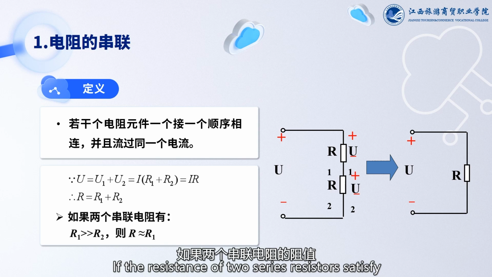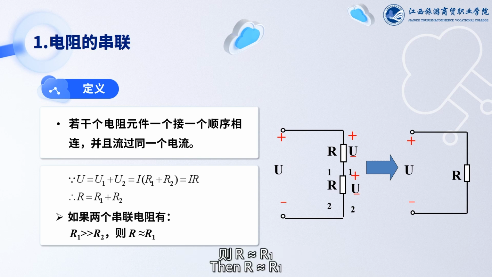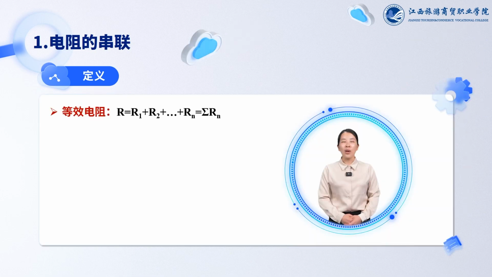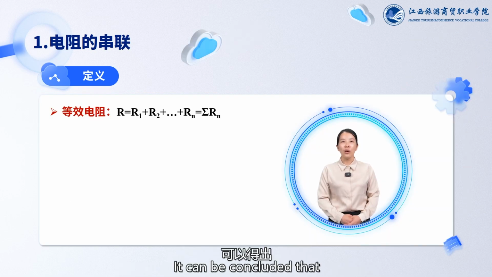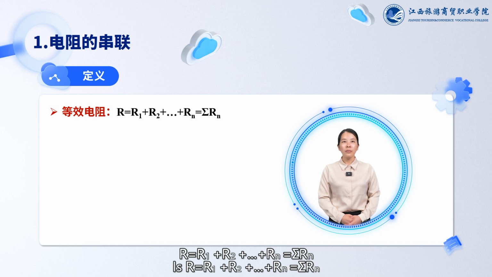If the resistances of two series resistors satisfy R1 much greater than R2, then R approximately equals R1. By expanding the number of series resistors, it can be concluded that the equivalent resistance is R equals R1 plus R2 plus ... plus Rn equals the sum of Rn.